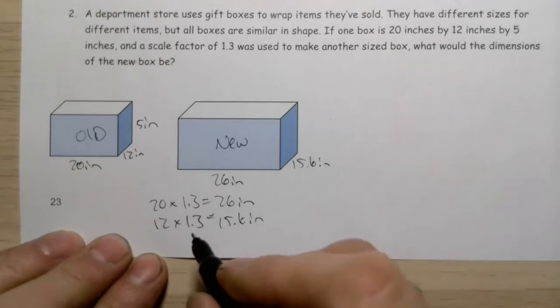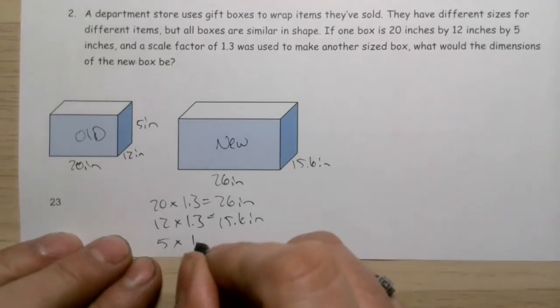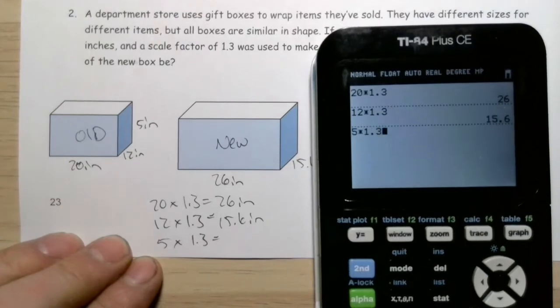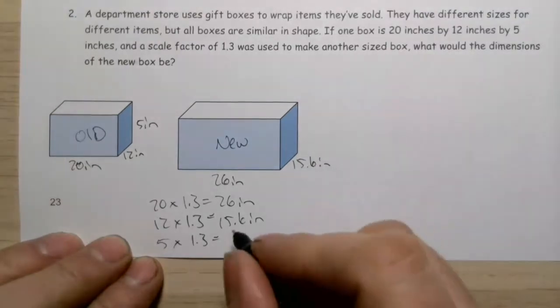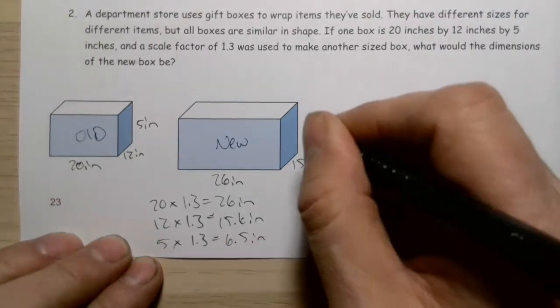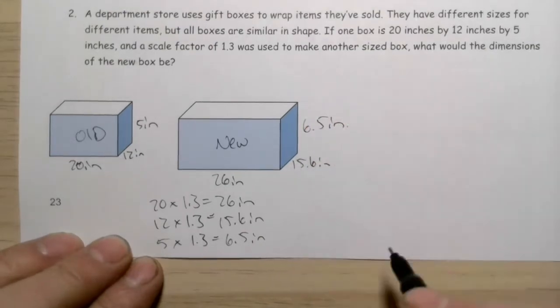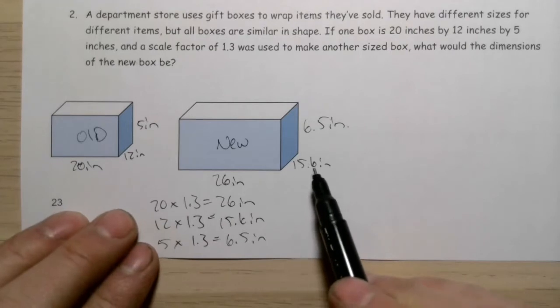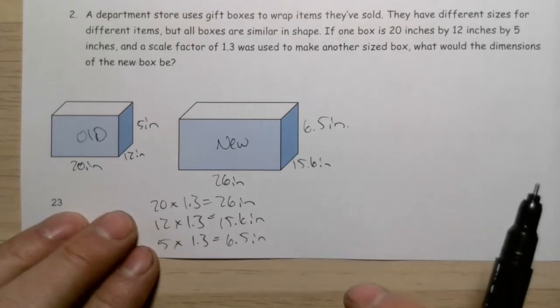And then finally we're going to do the 5 multiplied by 1.3, and we get 6.5 inches. So here are the dimensions of our new box: 26 inches by 15.6 inches by 6.5 inches.